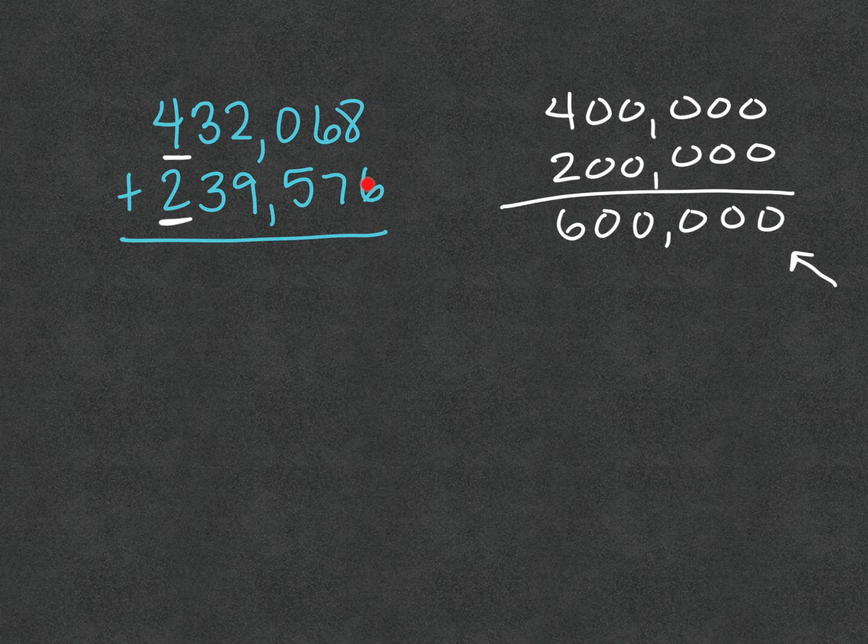8 plus 6 is 13. The 1 goes over and the 3 goes down. 13. The 1 goes over to the next column and the 3 comes down. Now we have 1 plus 6, which is 7, and 7 plus 7, which is 14. 14. The 1 carries over and the 4 goes down.